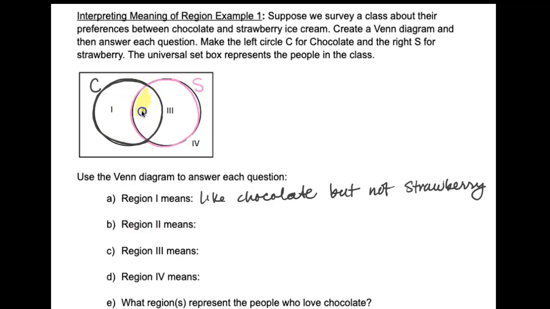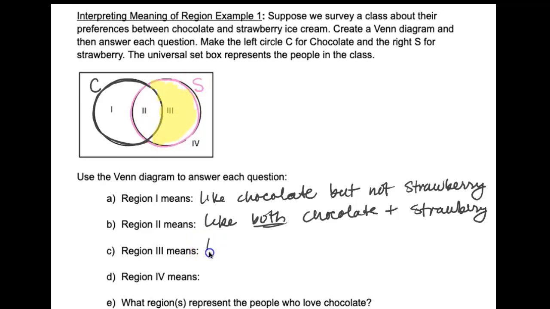So I'm going to highlight region 2. So region 2 is where the chocolate and strawberry overlap. So if you think about the students, those would be students who like both chocolate and strawberry. Okay, and so erase that. And so region 3, that would be over here. And those would be students who like strawberry, since it's in the strawberry circle, but notice it's not touching the chocolate circle. So I'm going to say, but not chocolate.